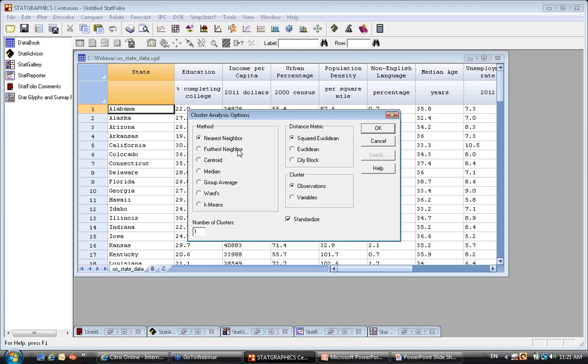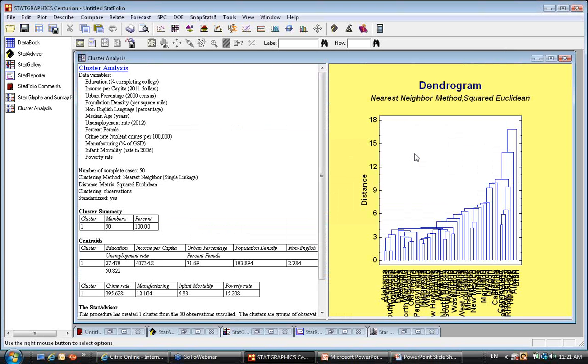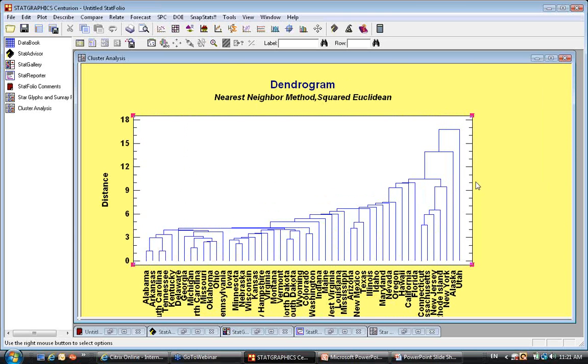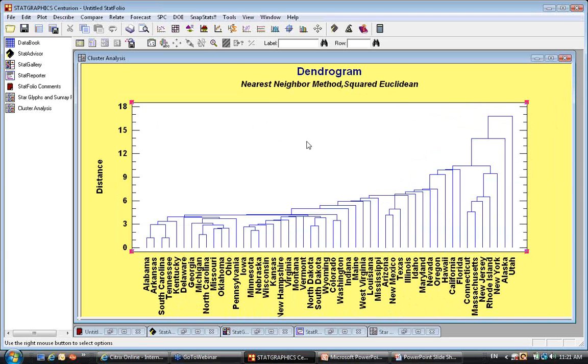So let's just take all the defaults to start with, the nearest neighbor, and press OK. And when it offers us the tables and graphs, we're also going to press OK. Now, the most interesting thing you're going to get out of the cluster analysis typically is something called a dendrogram. A dendrogram will show the distance between points when they are placed in the same group.